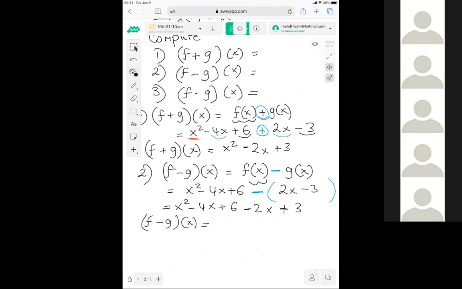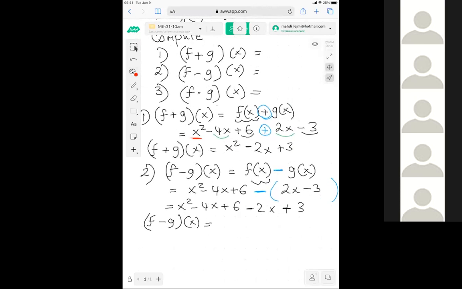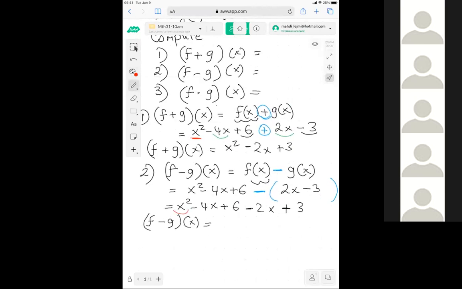So the final answer, f minus g of x: for x squared, we have only one x squared here. For x's, we have minus 4x and then minus 2x, so that will be minus 6x.